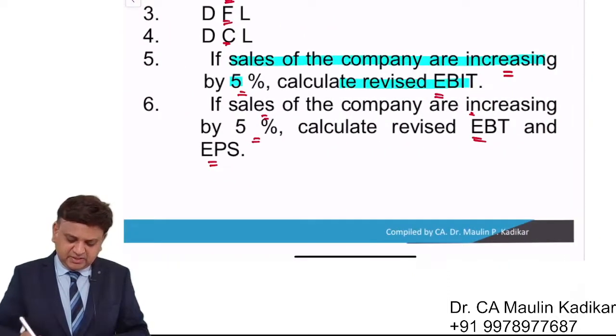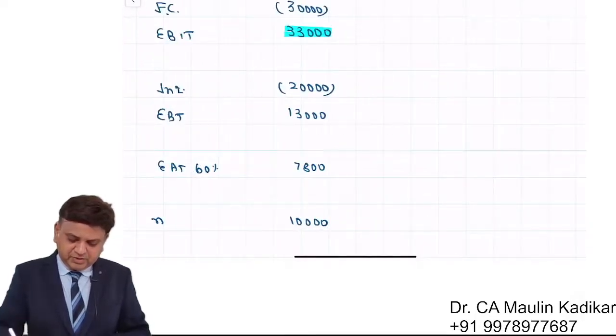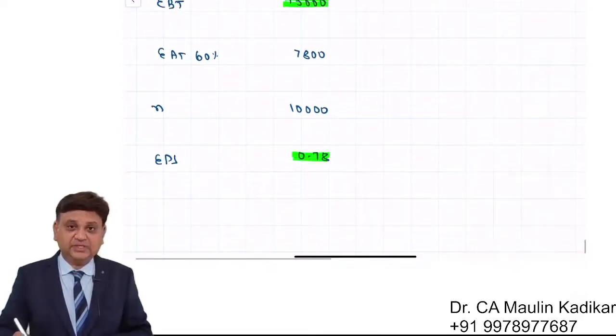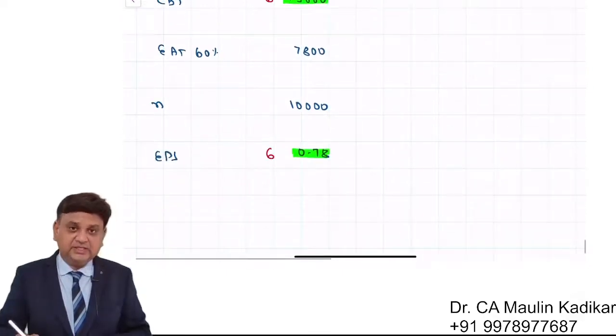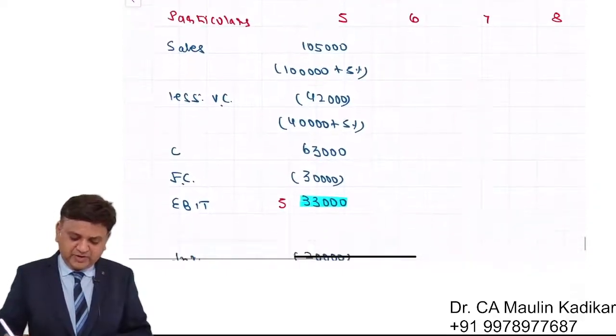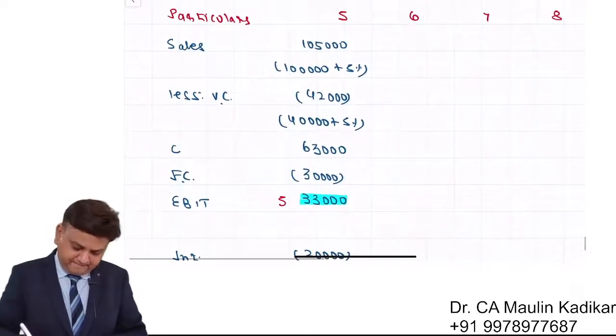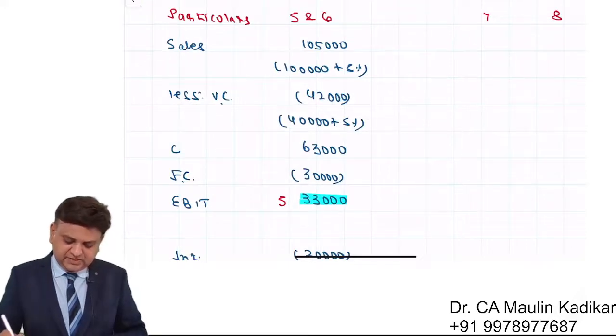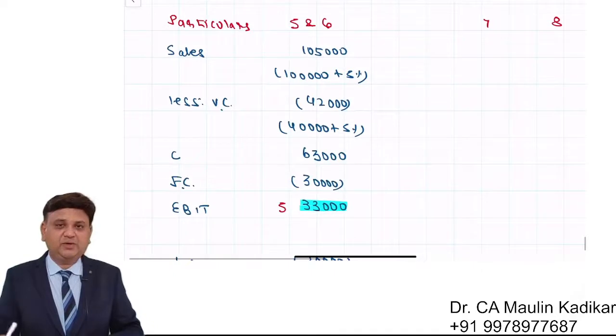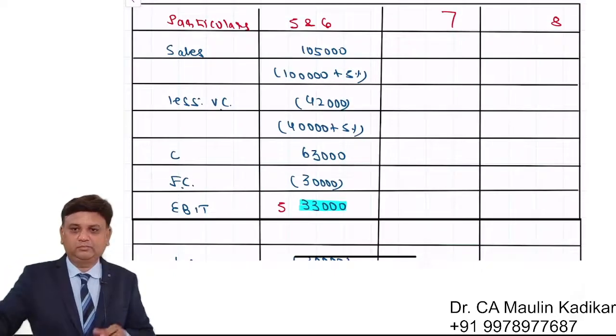Question number 6 says that the sales of the company are increasing by 5%, calculate the revised EBT and EPS. So this is the answer of question number 6, and this is again the answer of question number 6. This is the 5th question answer, and these are the 6th question answer. So 5 and 6 we are doing combined. Then from 7 onwards we are required to do the answers once again.